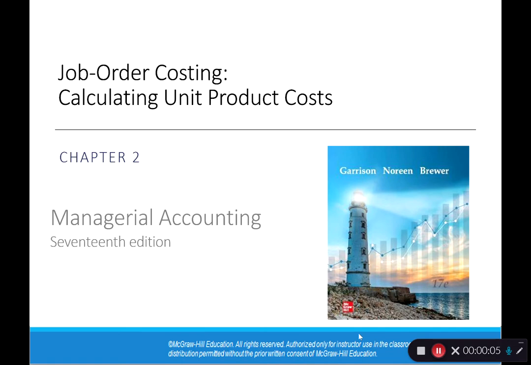In Chapter 2, we're going to learn all about job order costing, which really is important for businesses because it's going to help us determine how to calculate our unit product costs. Why is this important? Well, because if you don't know how much your product costs you to make, then you're not going to be able to make good business decisions about pricing and whether or not you'll be able to make profit by selling your products.